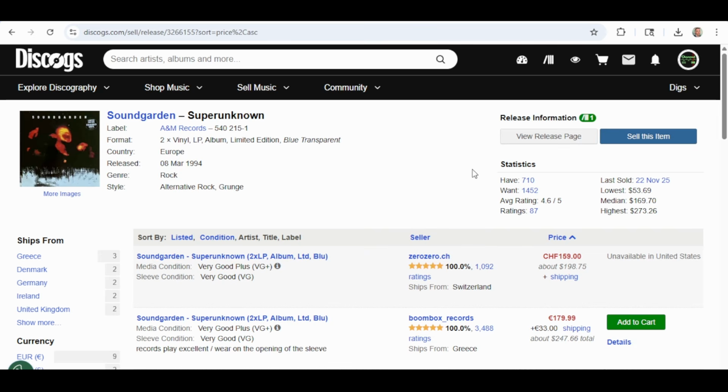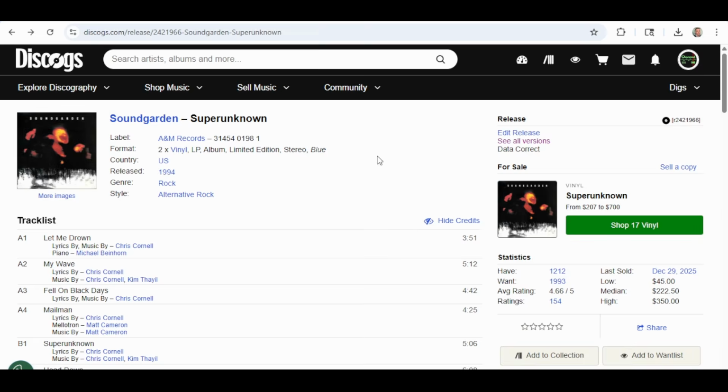So what if you don't necessarily need the Europe pressing? You want the US pressing. Because again, we're looking at this through the eyes of an American because we're in the United States. So let's look over here at Soundgarden Super Unknown US press, 1994. This is also on blue. So we are looking at a very comparable pressing. Your median is now 222. Okay, it's sold for as low as 45, but as high as 350.